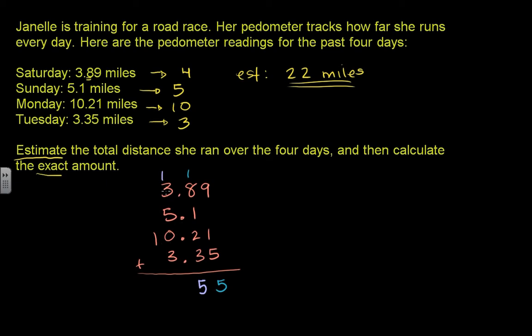1 plus 3 is 4. 4 plus 5 is 9. 9 plus 0 is still 9. 9 plus 3 is 12. Write the 2, regroup this 1 right here. I'll do it out here just so it's not part of any of these numbers. And then 1 plus 1 is 2. And then we have to remember the decimal's sitting right over there. So the exact distance she ran was 22.55 miles. Our estimate wasn't too bad. It was 22 miles. So we got reasonably close, within about a little over half a mile.